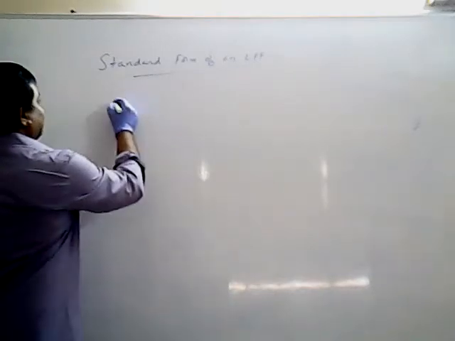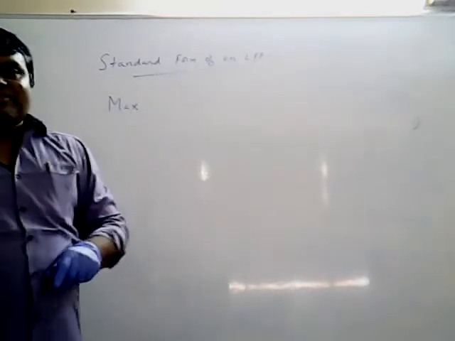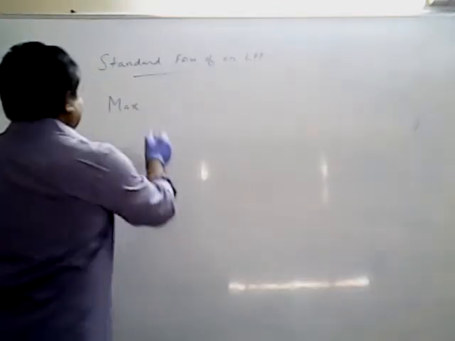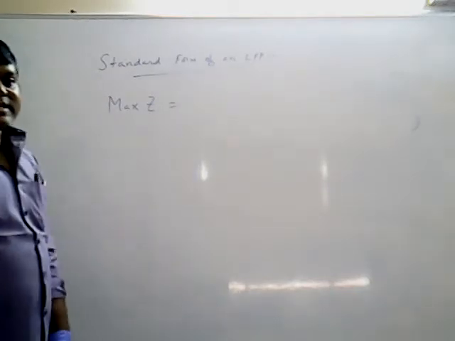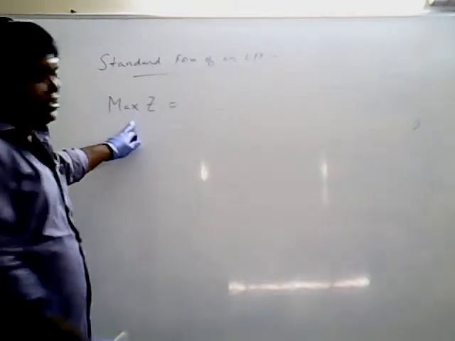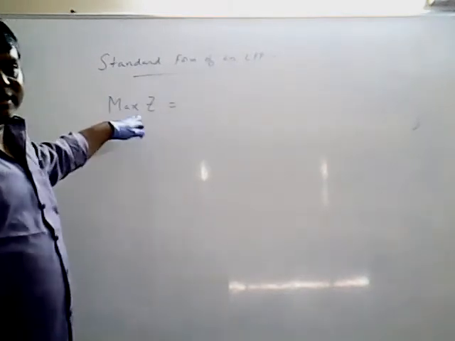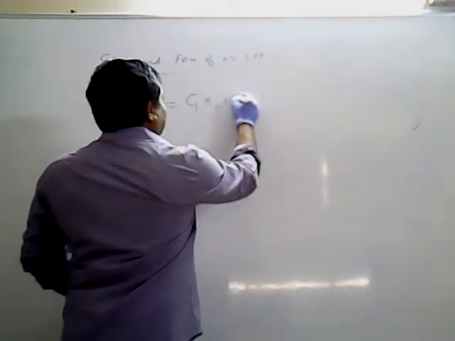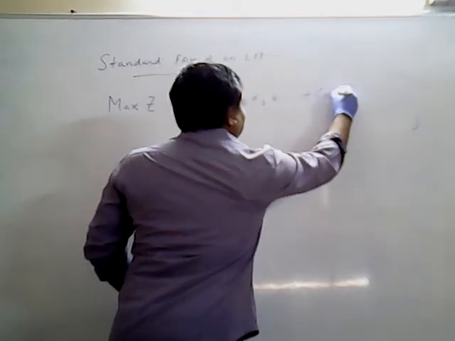So what you will get? You will get maximum z only. So the standard form of an LPP is given by: maximum z equal to, because only you will get maximum, you won't get minimum in standard form. If you have minimum, you have to convert it to maximum, then only you can consider the standard form. So maximum z equal to c1x1 plus c2x2 plus so on cn xn.